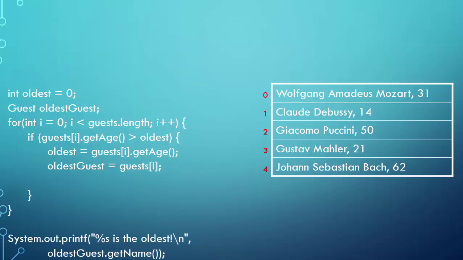And then when we're all the way done, at the very end we'll print out blank is the oldest, and we'll use oldest guest's name. So this way, we'll wait until we've looked at every single person, and then we'll print out the oldest person we found. To think about this again, the for loop, as we're going through, is keeping track of who's the oldest person we've seen so far. And then once we've seen everybody, that person must be the oldest person in the entire array.